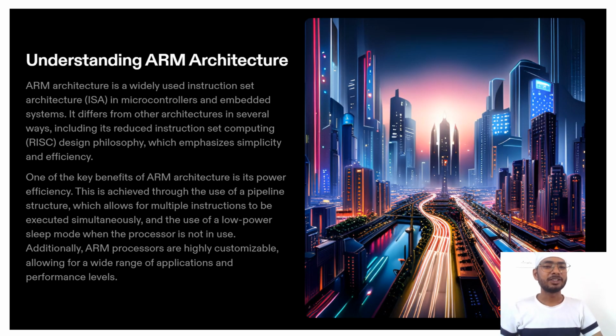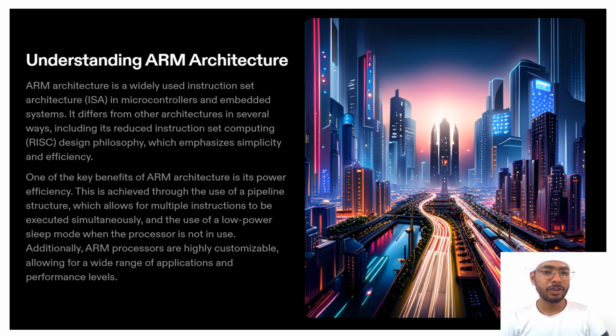Understanding the ARM architecture. ARM architecture is a widely used instruction set architecture, that is ISA, in microcontrollers and embedded systems. It differs from other architectures in several ways, including its reduced instruction set computing RISC design, and its optimizing solutions and efficiencies. One of the key benefits of ARM architecture is its power efficiency. It is achieved through the pipeline, which also allows multiple instructions to be executed simultaneously, and the use of a low power sleep mode.